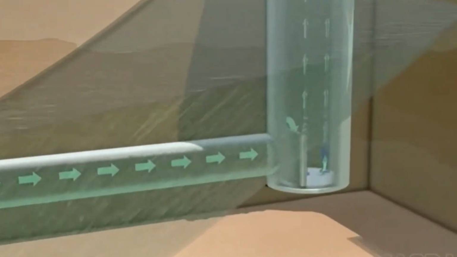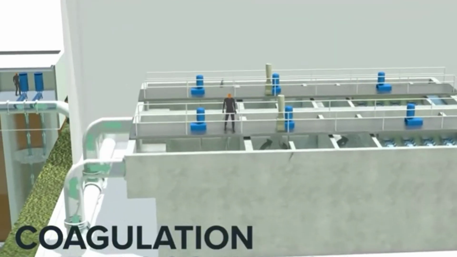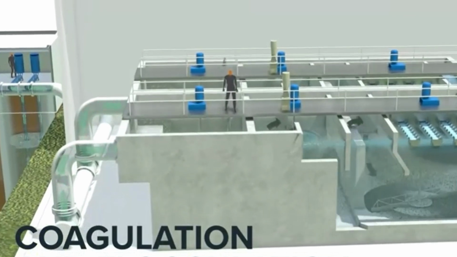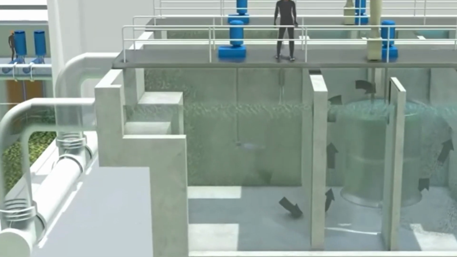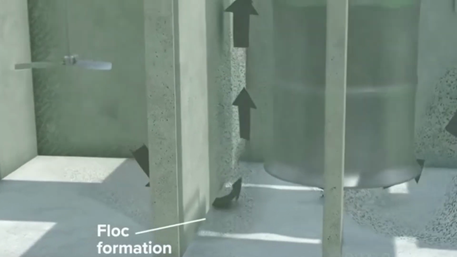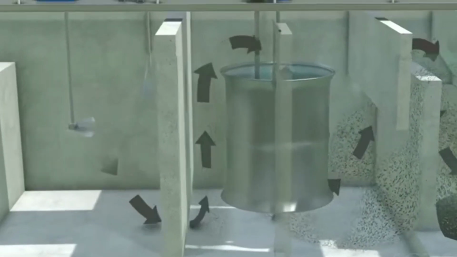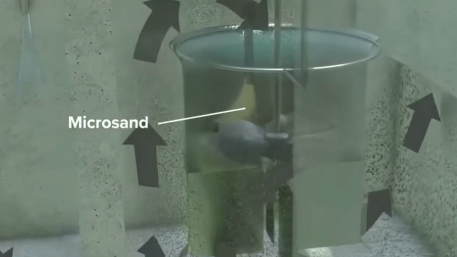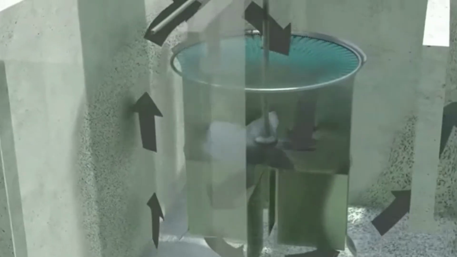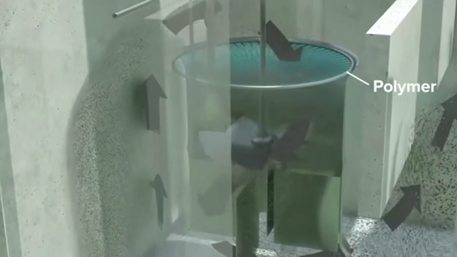A lift house with vertical pumps moves the water on to coagulation and flocculation. Particles suspended in water like clay and sand clump together to make floc particles heavier and therefore even easier to eventually settle out. Microsand is added as the water is drawn through a special mixing tube with a polymer to help the sand stick.